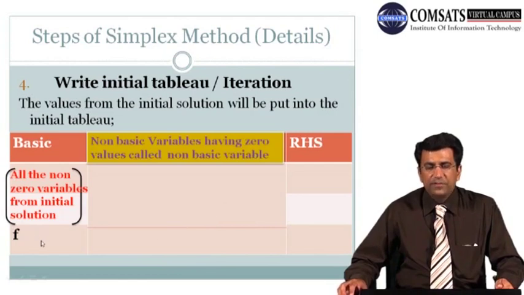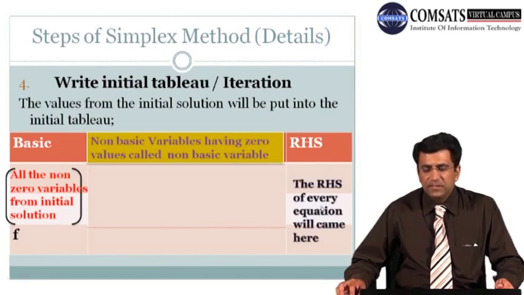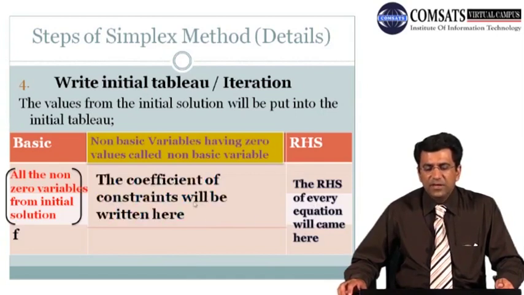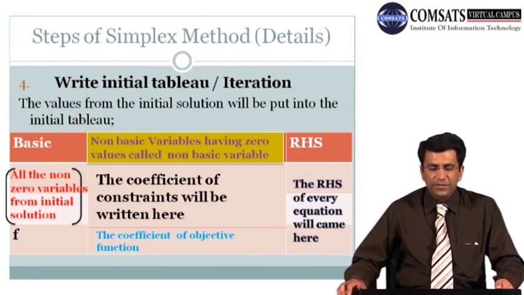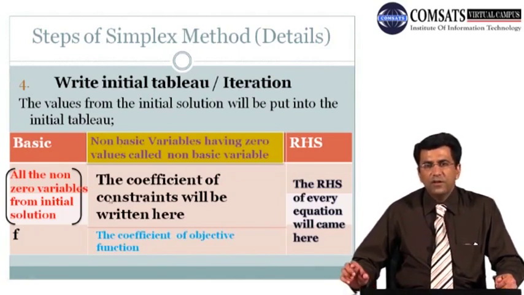Then again we will write down the objective function here. This is the area for the right hand side of our equations, this is where the constants will be written, and this is the area for the coefficients of the objective function. You must remember that we have already computed this sort of table, and we have already discussed how we put the values of the coefficients of the equations in this table.